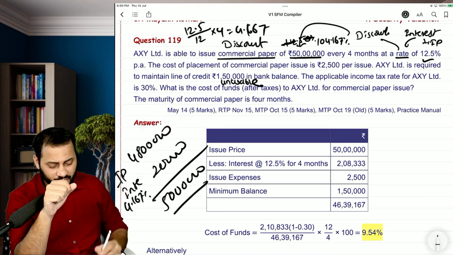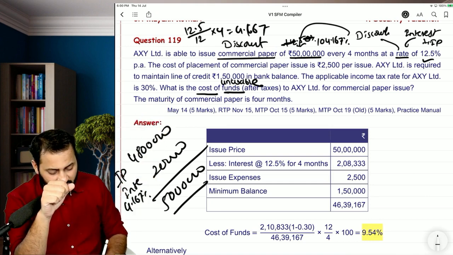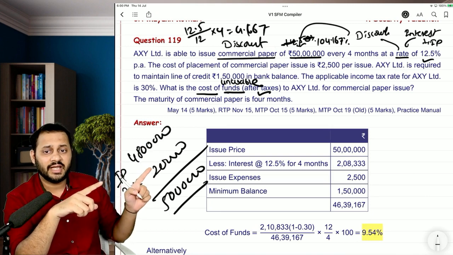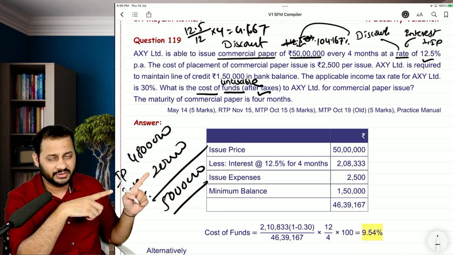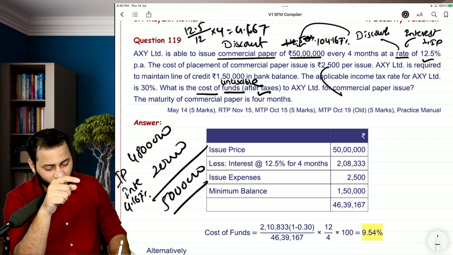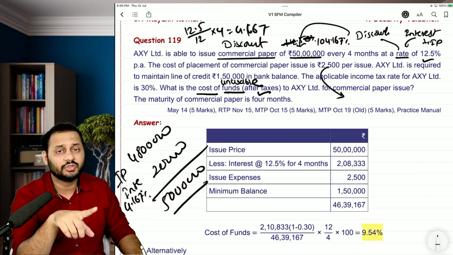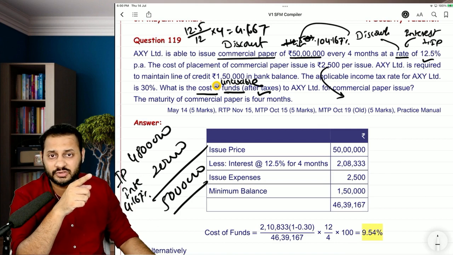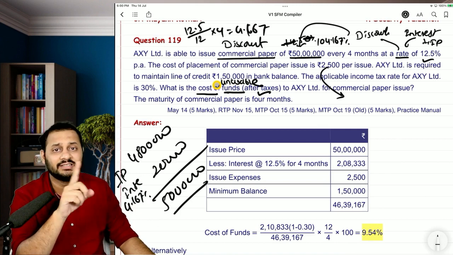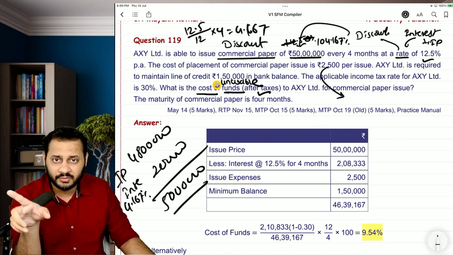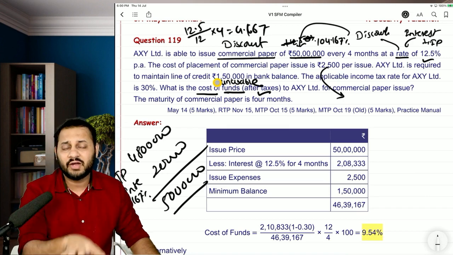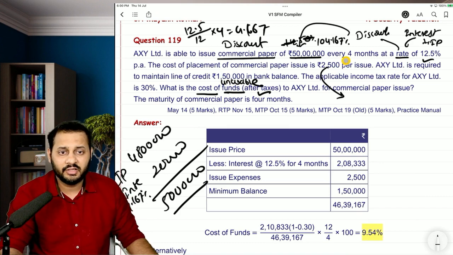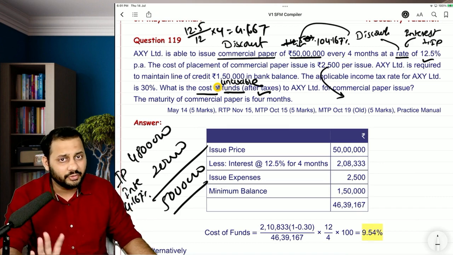What is the cost of the funds? Cost of funds after taxes. Please understand, after taxes means the tax saving on 2 lakh rupees because this is an expense, the tax saving on 2500 also because that is also an expense. There will be no tax saving or tax payment on 1,50,000 as this is not an expense, not an income. This is just the balance that we have to keep in the bank all the time until the end of the 4 months, and then it will be returned back to the investor.